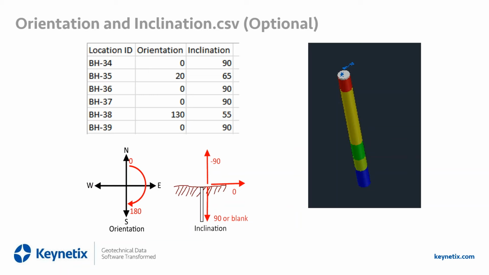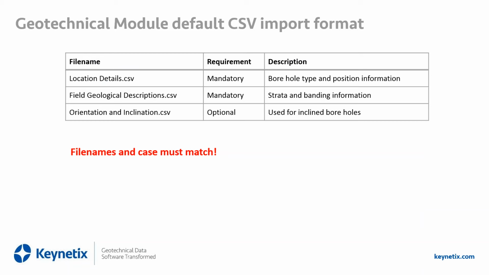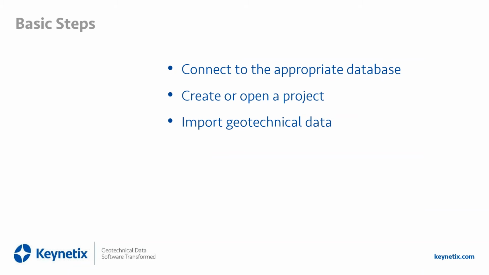So to show you that information, here we have an inclined borehole. So the orientation is 20 degrees, so that would be on our compass going up in this direction, and it's going down into the ground at 165 degrees, you can see there. So they're the 3 files that we need, or 2 we need, and the third one is optional. So once we've got that, we can actually start working and looking at importing that into the system.